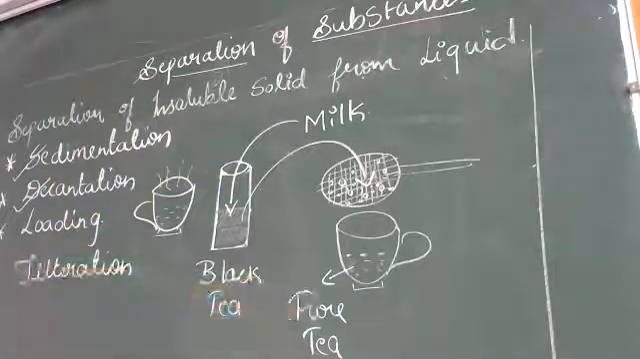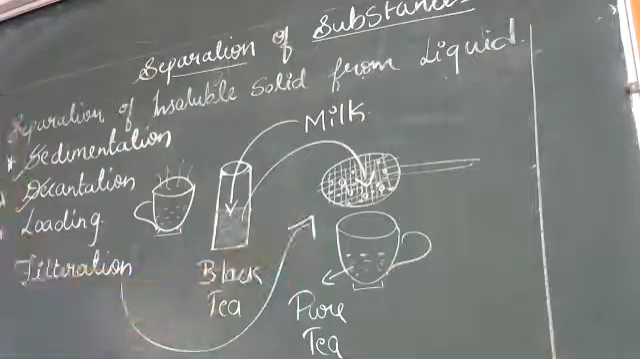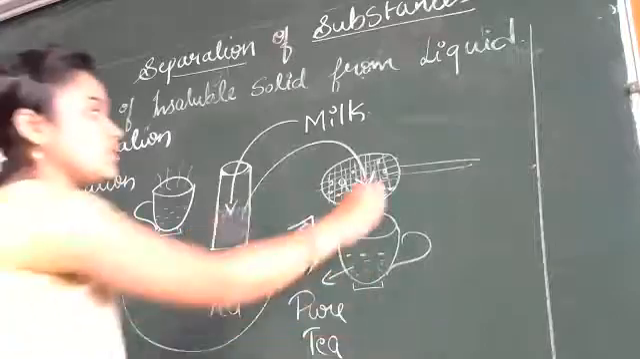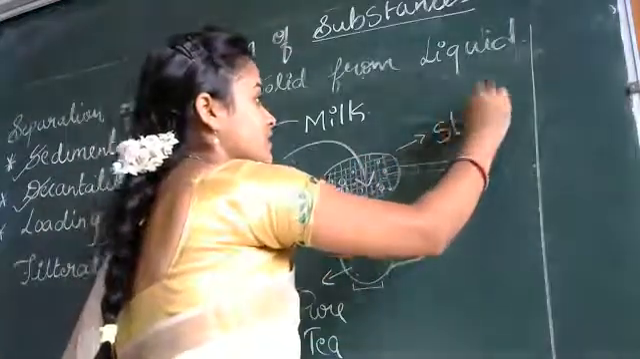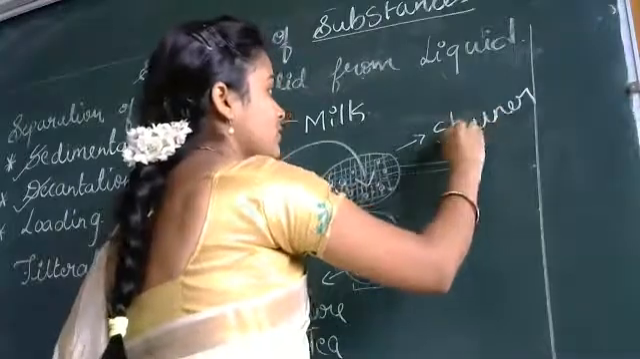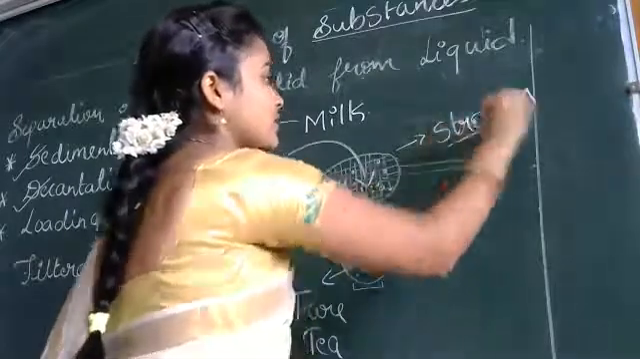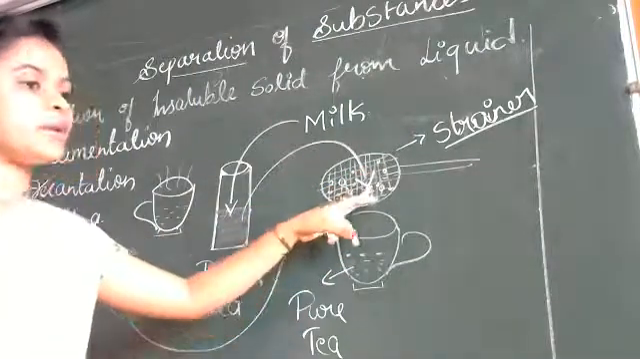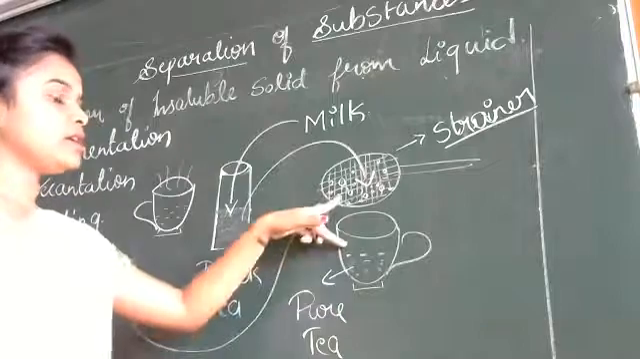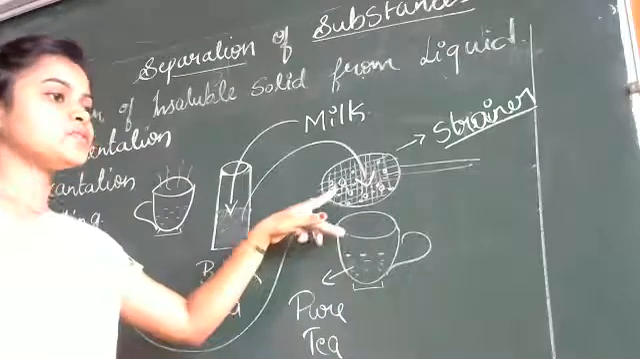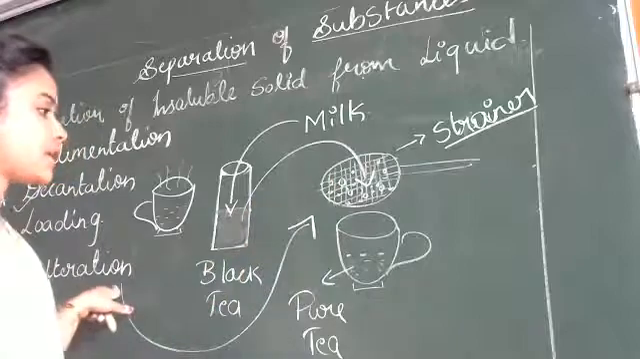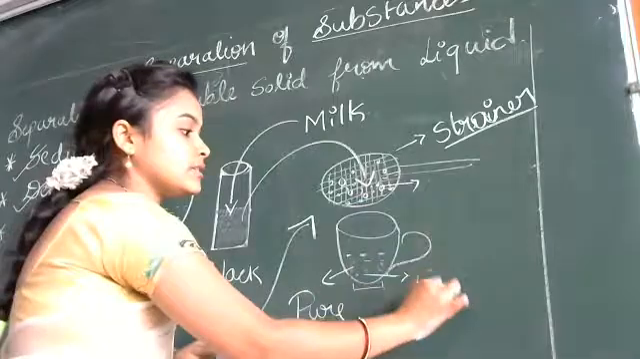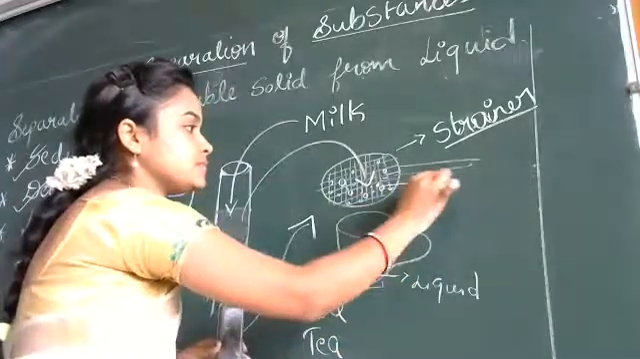So this is also one way of filtration, right? For filtration, what have we used here? Strainer. Yes. So a strainer is a medium which separates the tea liquid from the tea powder, right? So this is also one way of separation of an insoluble solid from a liquid. Am I right?